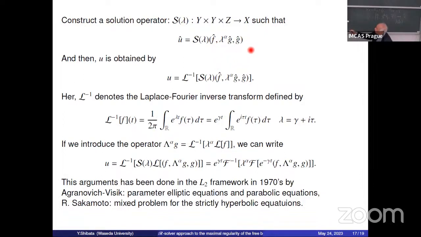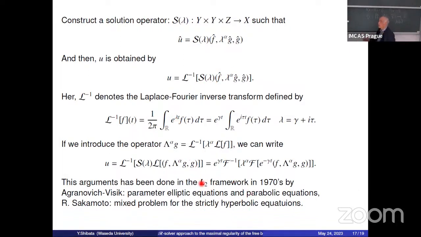but the important point for the boundary value problem case is not only F and G, but also lambda alpha G. So this is corresponding to some kind of fractional derivative. So you have to consider fractional derivatives on the boundary. It's maybe a different point from the zero boundary condition case. And then you have this solution operator anyway. Then the Laplace inverse of this gives you the solution to the time-dependent problem, right?